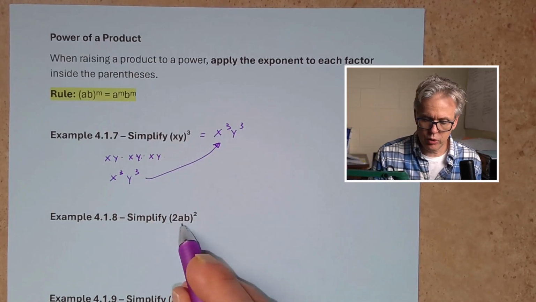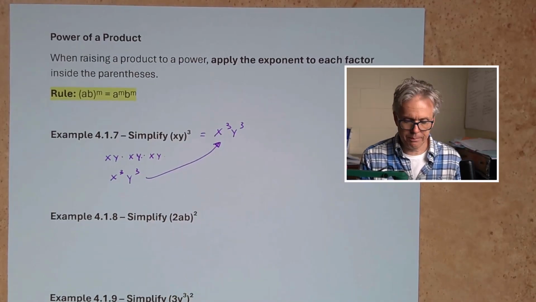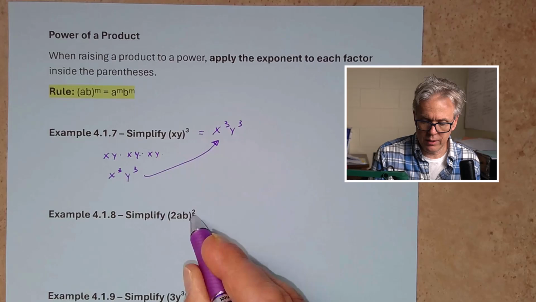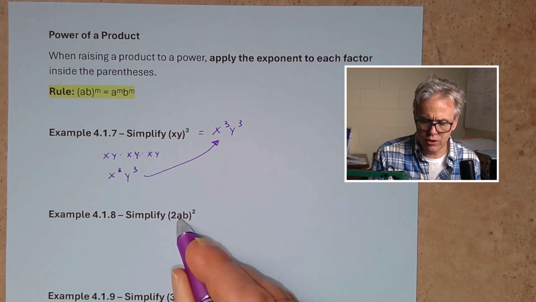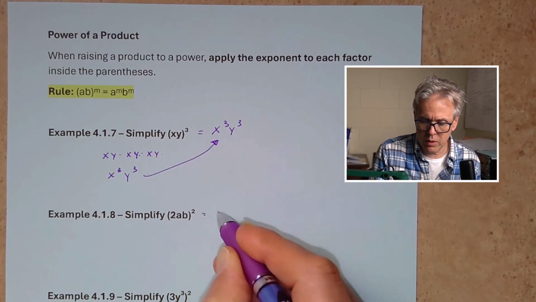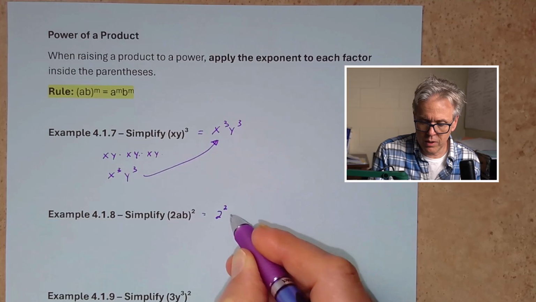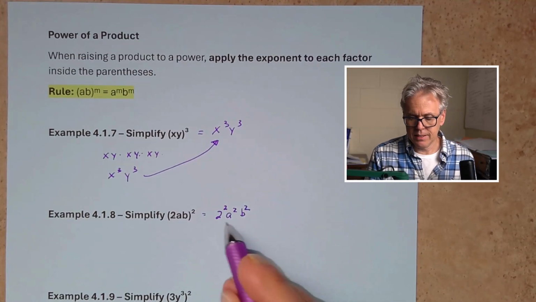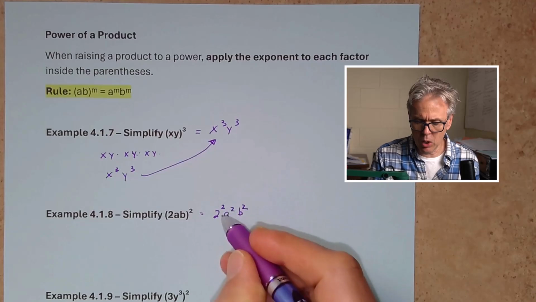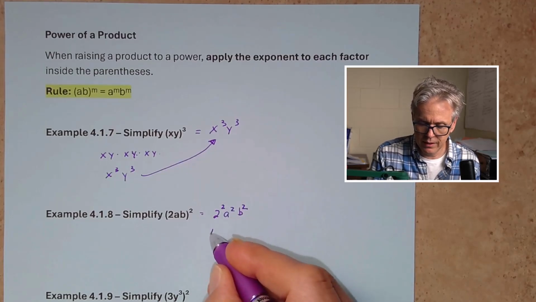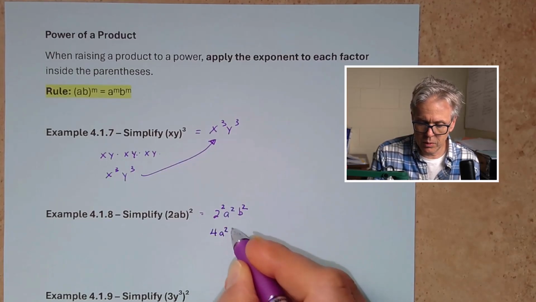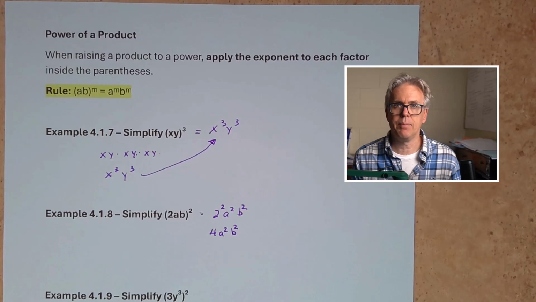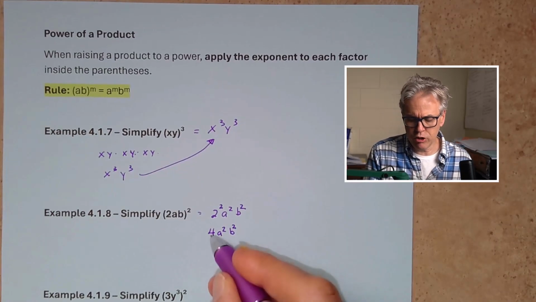Okay, try it on this one. (2ab) squared. So I'm going to square each part of this. So this is going to be 2 squared. It helps to write out 2 squared times a squared times b squared. And so when these numbers are relatively small, we want to go ahead and square that out. 4a squared b squared. It's up to your professor when to do that.